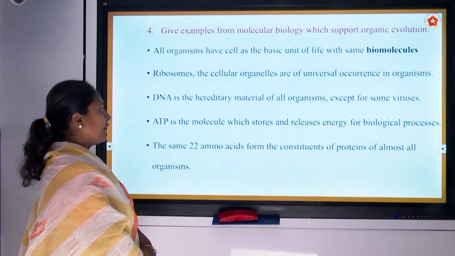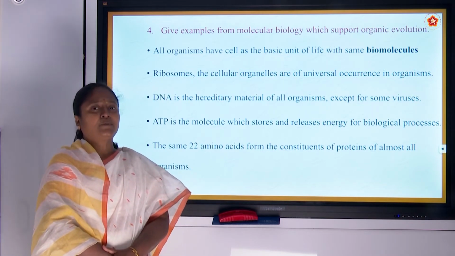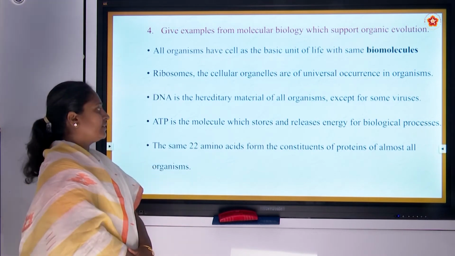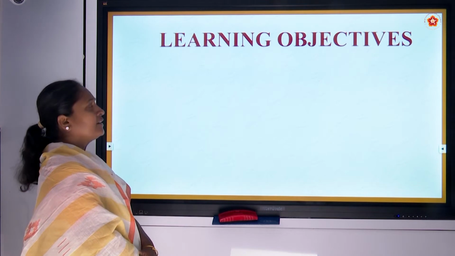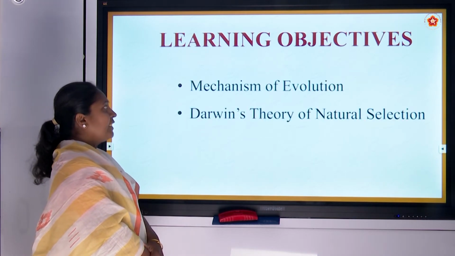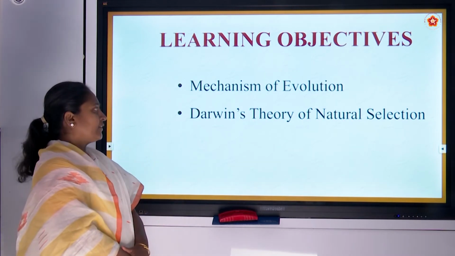Then the same 22 amino acids we are able to see constitute the protein in all the different organisms which are present in the world. Now we will see the learning objective of today. We are going to study the mechanism of evolution and Darwin's theory of natural selection.